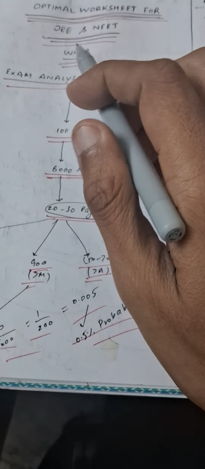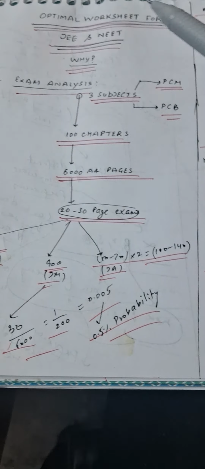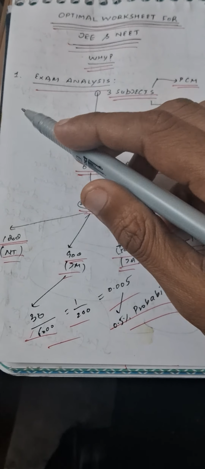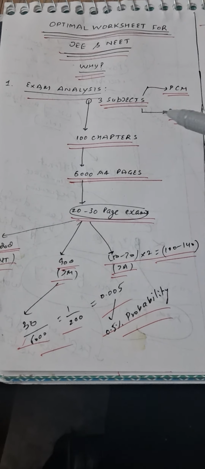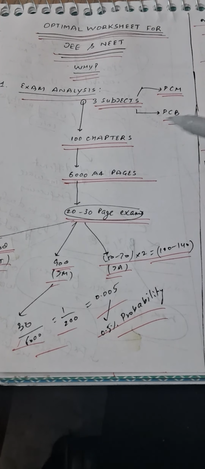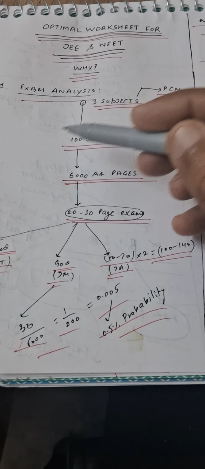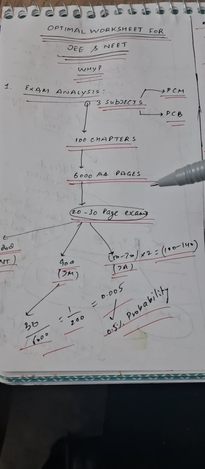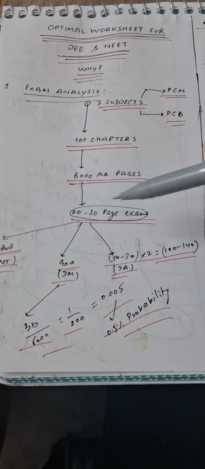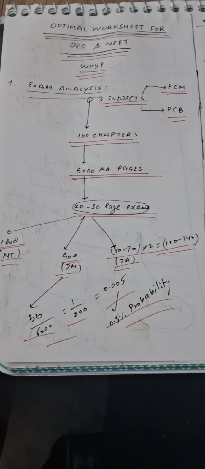So the first question that you must be having is why the concept of optimal worksheet for JEE NEET. So we will start with the exam analysis. In both NEET and JEE, there are three subjects: in JEE PCM and in NEET PCB, Physics, Chemistry, Bio, and Physics, Chemistry, Maths. There are about 100 chapters and a total of about 6000 A4 size pages. But out of these 6000 pages, only 20 to 30 page information is of relevance in the exam.